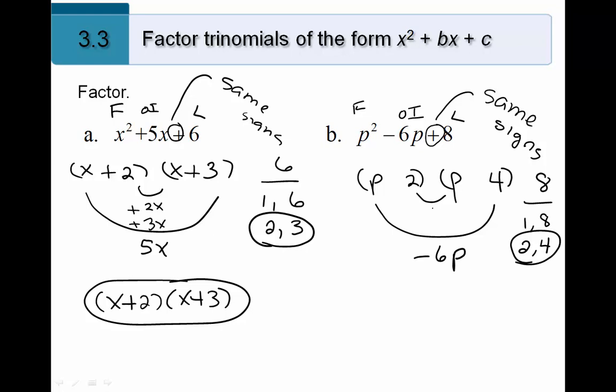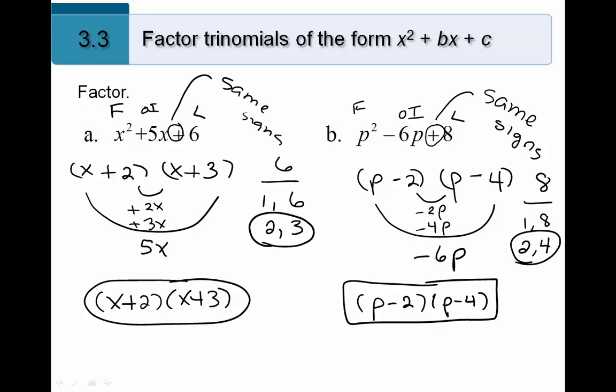Check your inner. 2 times P is 2P. 4 times P is 4P. We know my signs are the same, so now we just need to determine whether they're both negative or both positive. In order to get negative 6p, they would both have to be negative because a negative plus a negative is a negative. So we get p minus 2 times p minus 4. Or you could have p minus 4 times p minus 2.